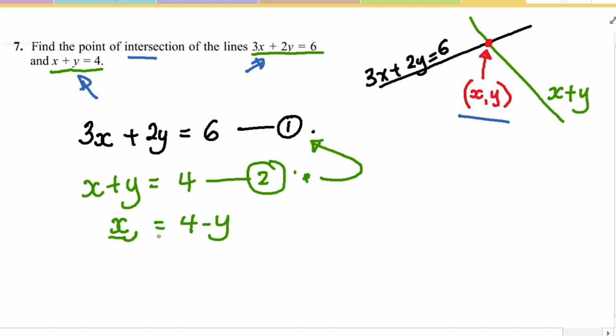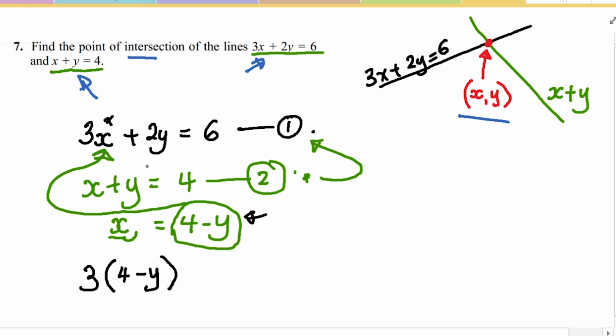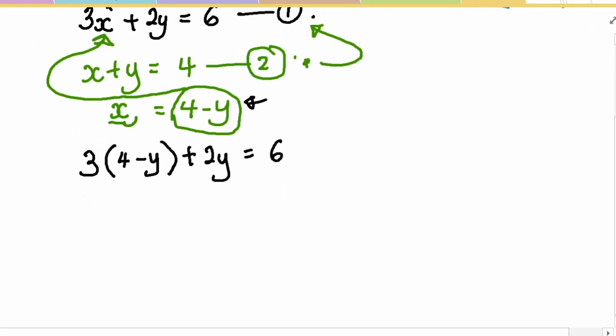Now, in the place of x in the first equation, this is what we call substitution. I'm going to come and replace it there. So I get equation 1 and say 3, where there is x, I put 4 minus y, plus 2y is equal to 6. That's what we call substitution method. So I have done that, meaning that in the first equation, we only have y as the unknown. So we continue to find the value of y.